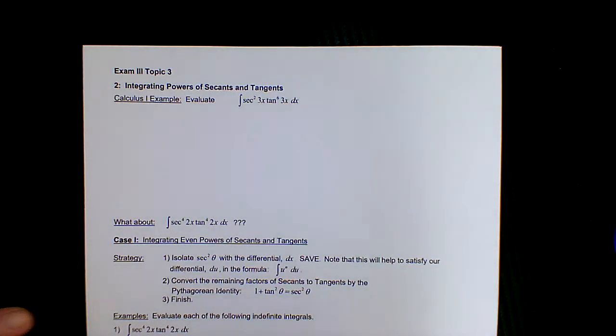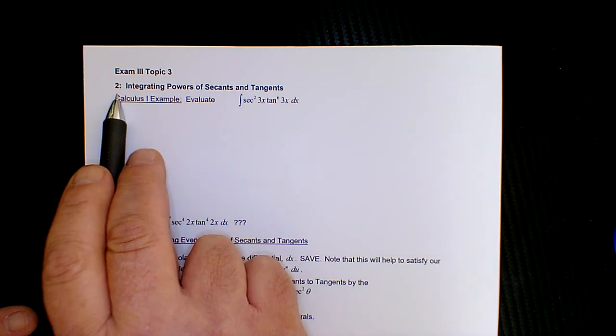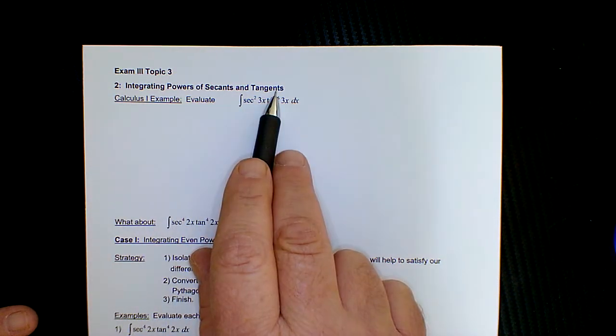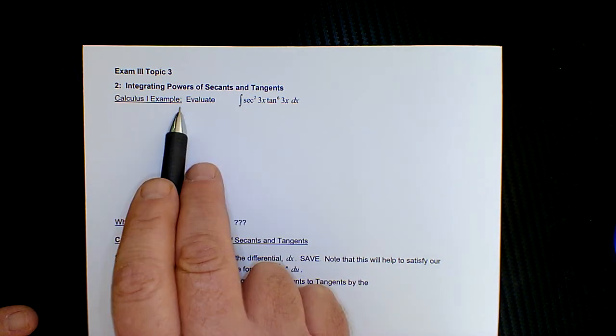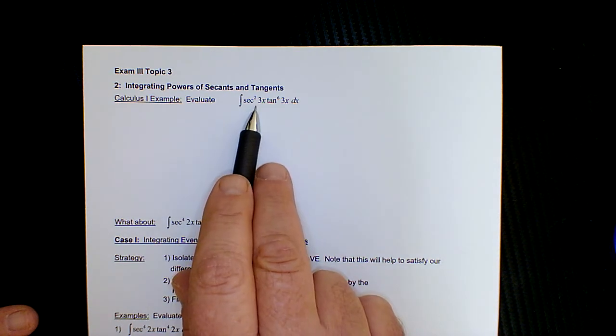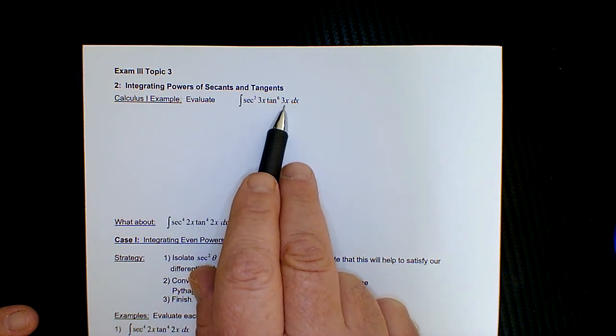Hello everyone, this is topic 3 for exam 3, the second major case integrating powers of secants and tangents. To begin with, we'll review an example from Calculus 1 where we have the integral of secant squared 3x times the tangent to the sixth of 3x.